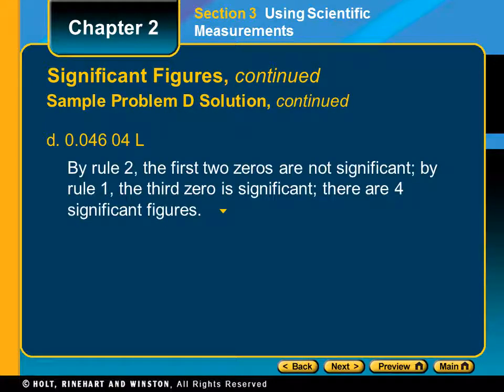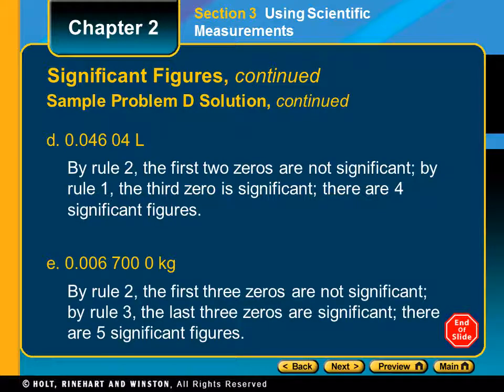In this case, by Rule 2, the first 2 zeros are not significant. By Rule 1, the third zero is significant. So there are 4 significant figures. By Rule 2, the first 3 zeros are not significant. By Rule 3, the last 3 zeros are significant, so there are 5 significant figures in this case.